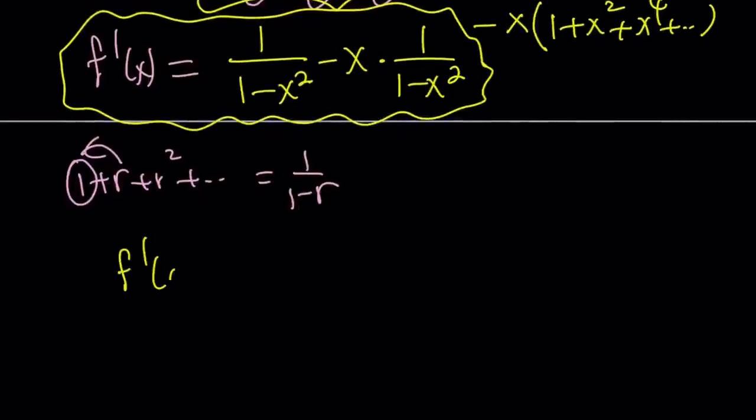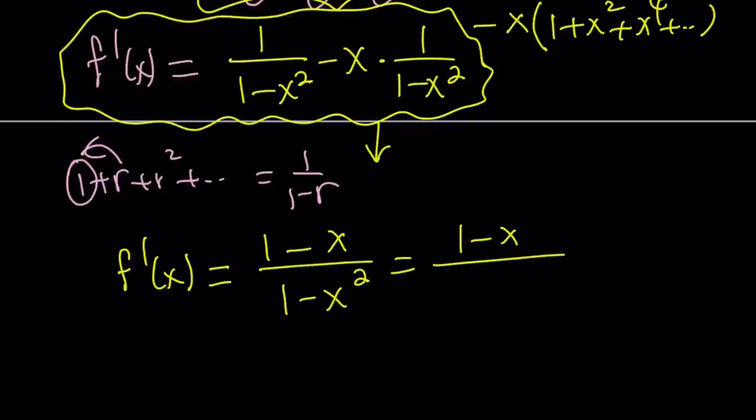But first, simplify. How do you simplify this? This is 1 over 1 minus x squared minus x over 1 minus x squared. We already have a common denominator, so I can just write it as 1 minus x divided by 1 minus x squared. But 1 minus x squared can be factored as 1 plus x times 1 minus x. And if x does not equal 1, obviously you don't want x to be 1, because then you're going to get something like 1 minus 1 plus 1 minus 1. It's an interesting series that actually doesn't converge.